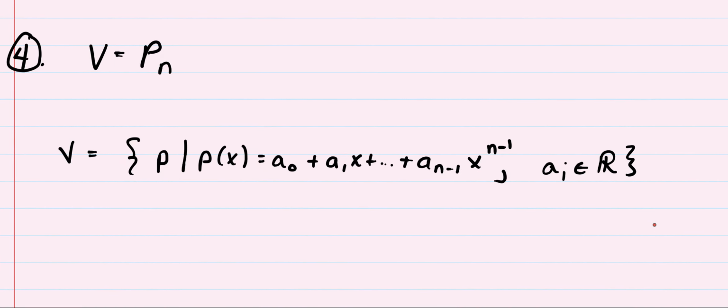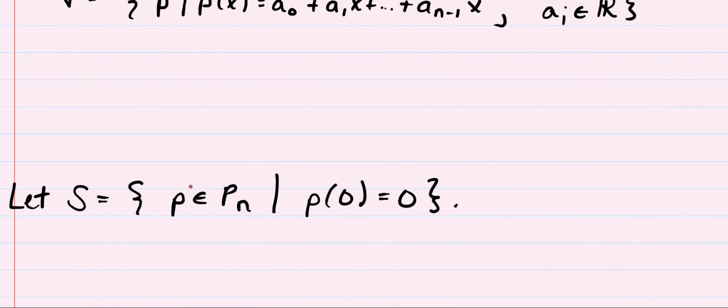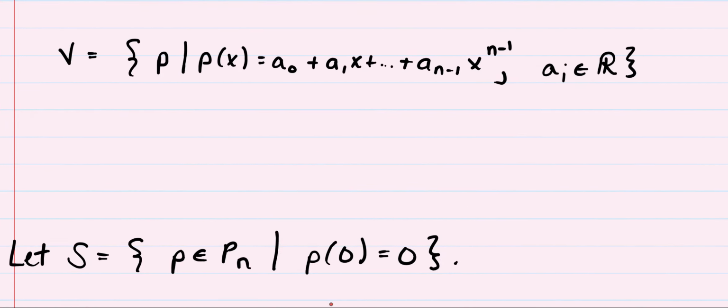Let's do another example. Let's say V is equal to all the polynomials of degree less than n. So P sub n. And here I've written V in set notation. So all the polynomials p that when you evaluate it at x, it looks like this. And these a_i are in the real numbers. And now I'm going to take a subset of V. I want all the polynomials in this set such that when you evaluate them at 0, you get 0.